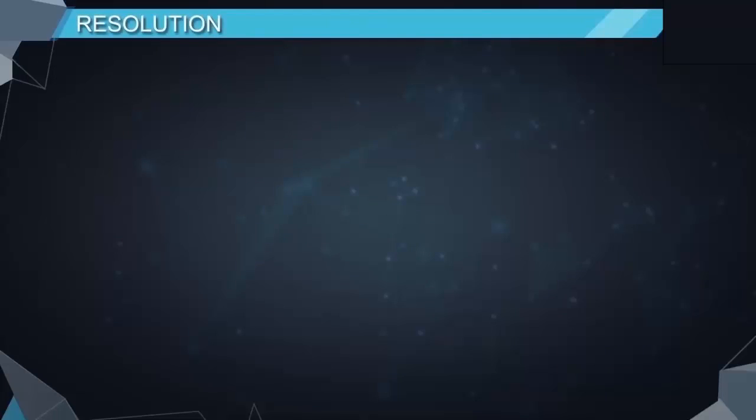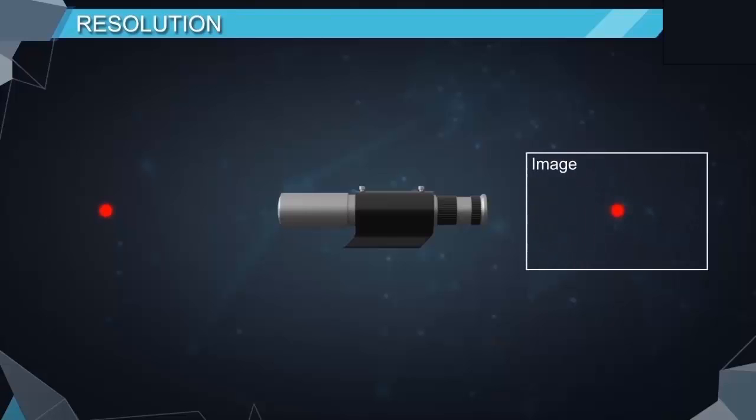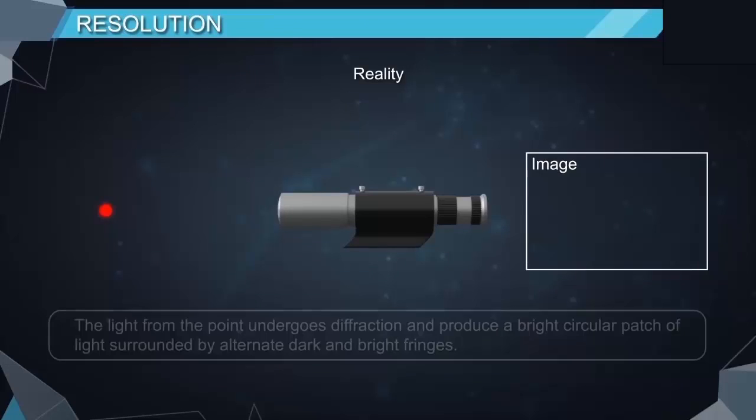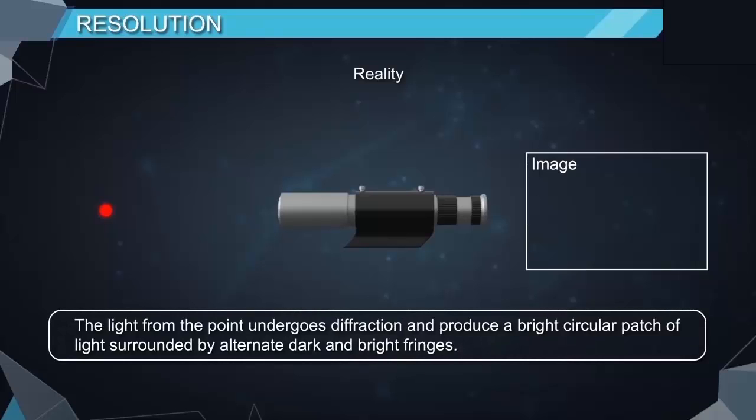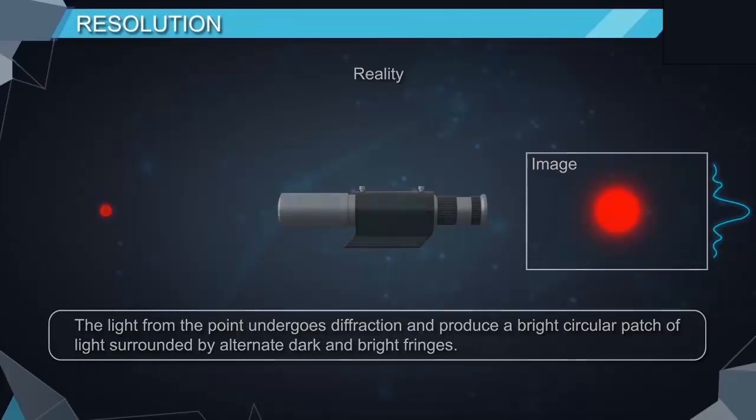Resolution. Optical instruments are designed based on the laws of geometric optics. So, if we place a point source in front of an instrument at some distance, then the image of the point source produced by the instrument must be a geometric point. However, in reality, the light from the point undergoes diffraction and produces a bright circular patch of light surrounded by alternate dark and bright fringes.